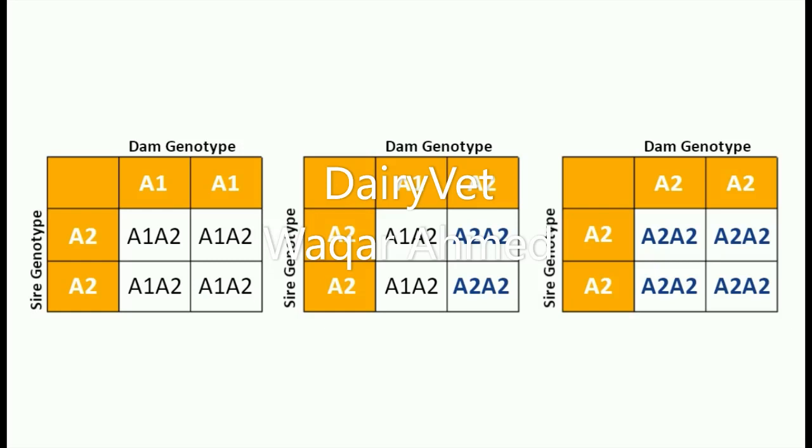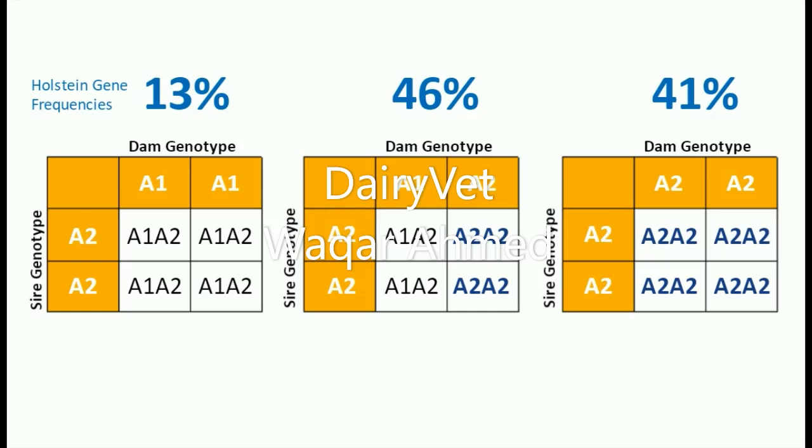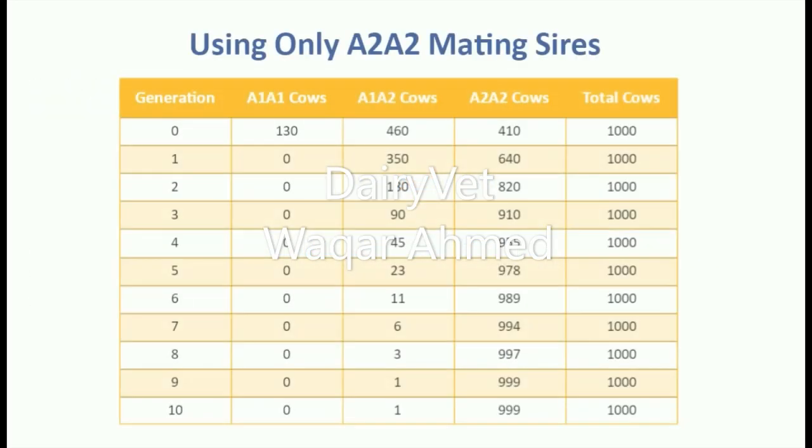In reality, your starting herd is not likely equally divided among the genotypes. Typically, 13% would be A1A1, 46% A1A2, and 41% A2A2 based on gene frequencies. Therefore, in a 1,000-cow dairy, we'd start with 130 A1A1 cows, 460 A1A2 cows, and 410 A2A2 cows. This table shows how using exclusive A2A2 sires would move cows from the A1A2 group to the A2A2 group over each generation.